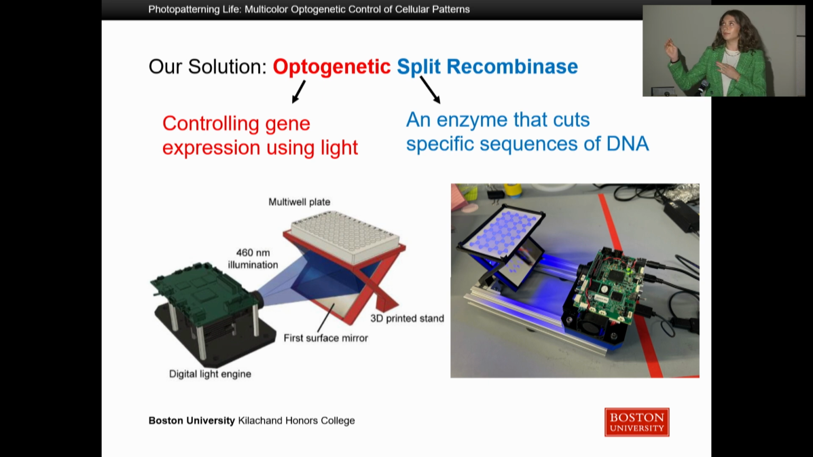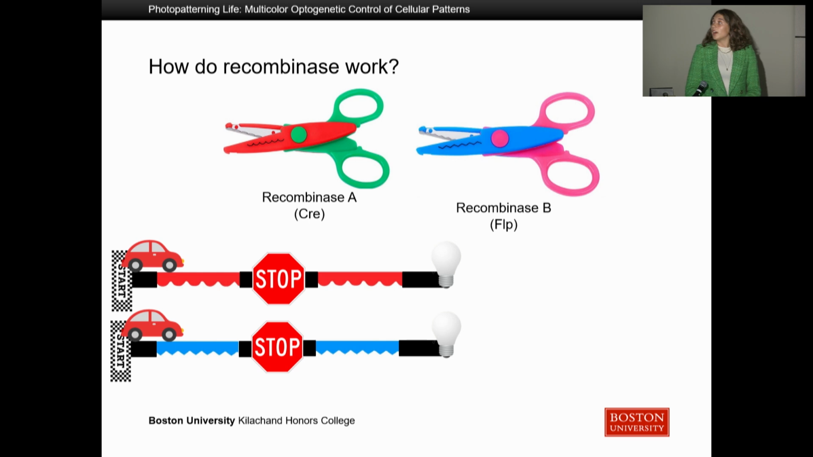So on the left, you can see the schematic of our setup. We have a high-powered projector called a digital light engine that projects light in any pattern we want onto a mirror that gets reflected up onto a plate of cells. And this is the image of our actual hardware setup in the lab. So to start off, I'm going to explain how these recombinase enzymes work.